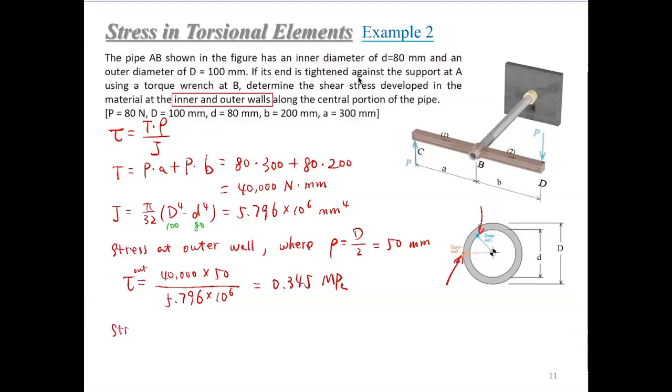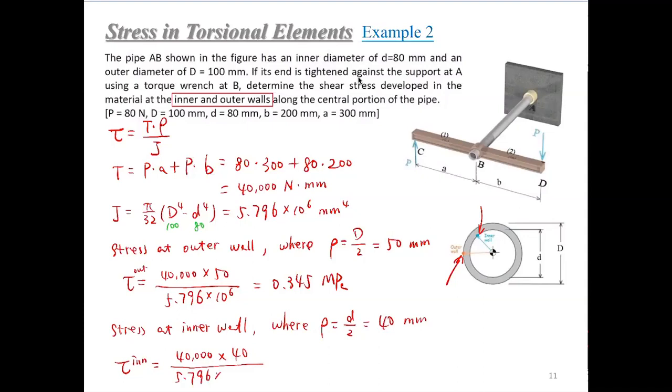And the stress at the inner wall, where the rho equals inner diameter over 2, that is 40 millimeter, right? So this tau inner will be 40,000 Newton millimeter times 40 over the same J, that is 5.796 million. Right, so here will be 0.276 MPa. Okay, so example 1 and example 2 are very similar. They're just straight calculations, but you just need to figure out which equation to use, especially which equation to use to determine the J, the polar moment of inertia.